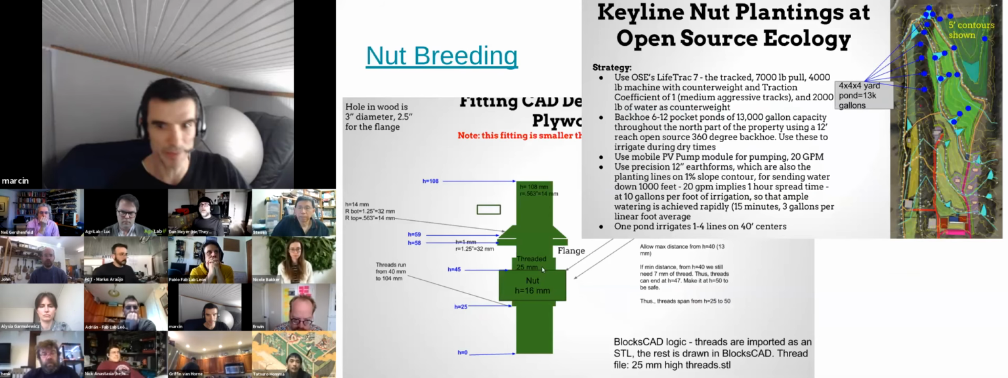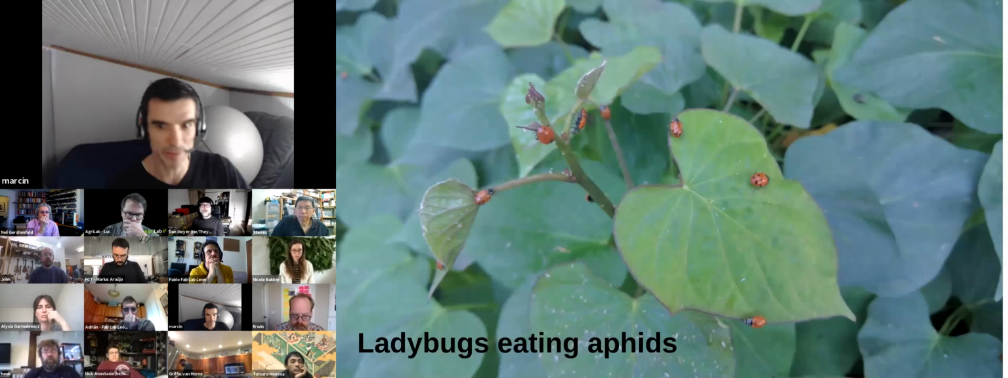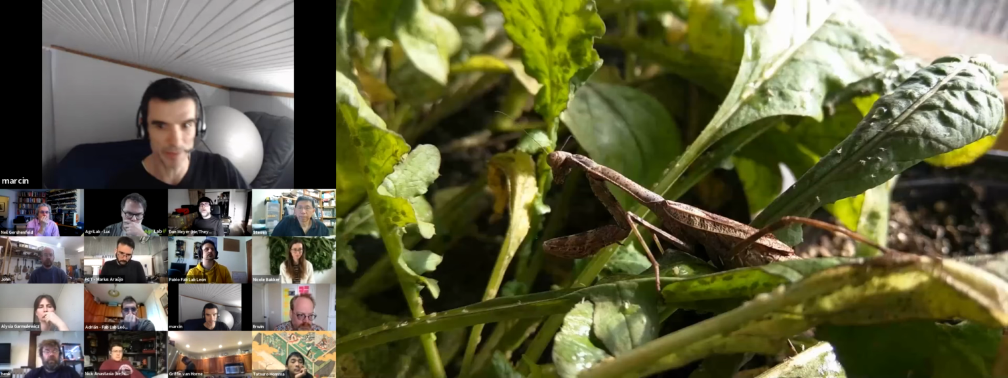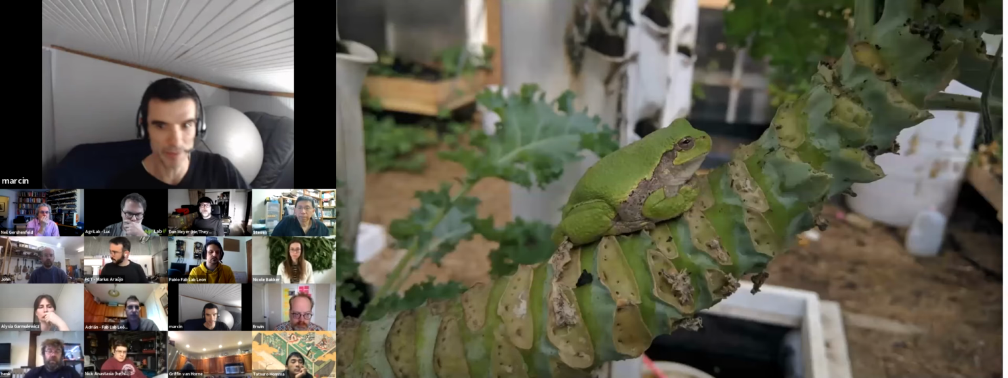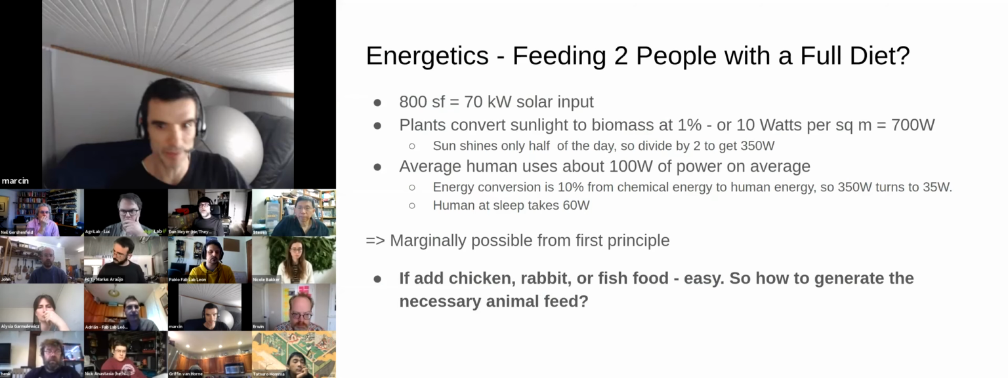Here's a picture of this complicated fitting that we had to do for the shelves for the nut breeding, which we have then planted out. And we've seen a lot of different pest management happening: ladybugs, praying mantises feeding on other critters, frogs settled in here, things like that. But the idea there is actually quite ambitious.